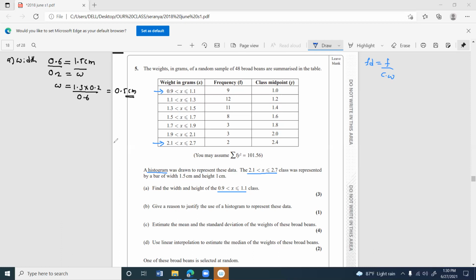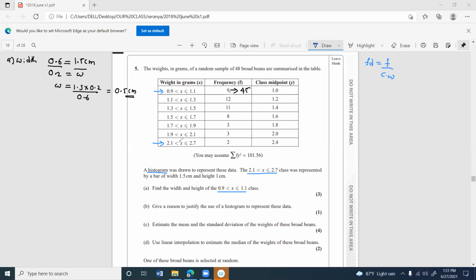Then height. When you define a height, we need to find the frequency density for this. How to find the frequency density? 9 should be divided by the class width over here. 9 divided by 0.2. The frequency density is 45. Here the frequency density, how to get it? 2 divided by 0.6. 2 divided by 0.6.